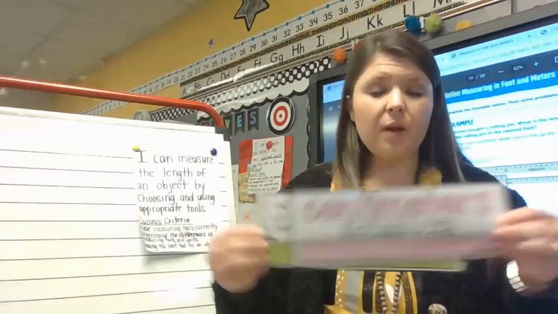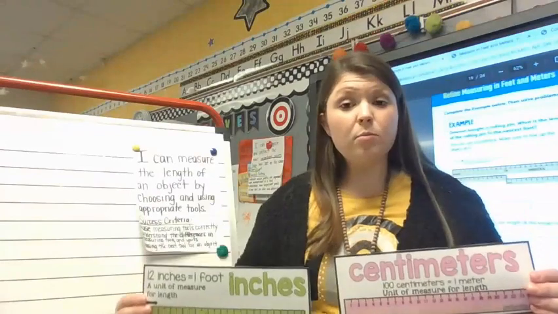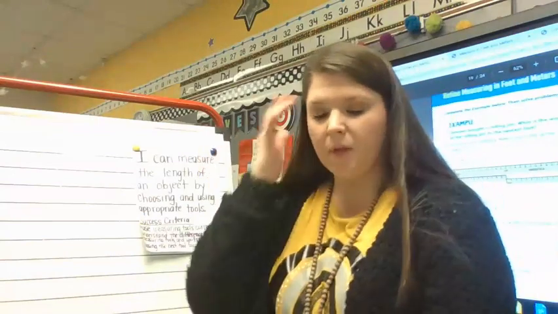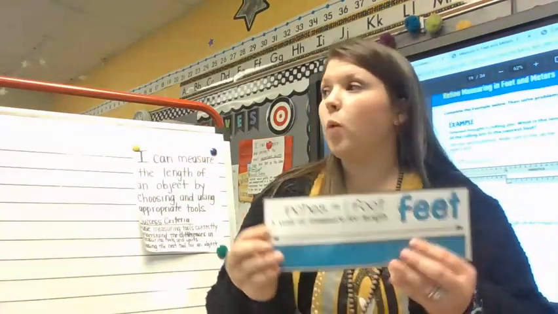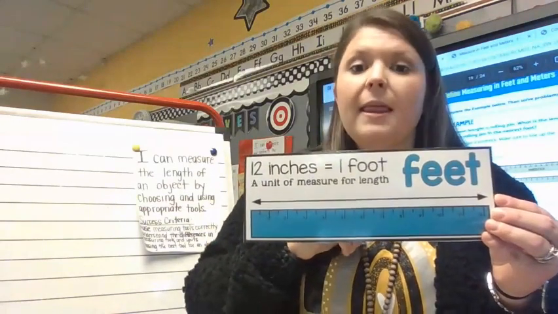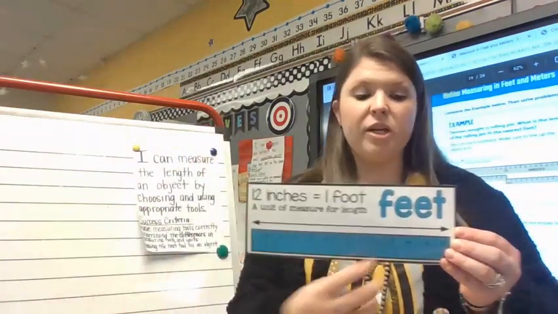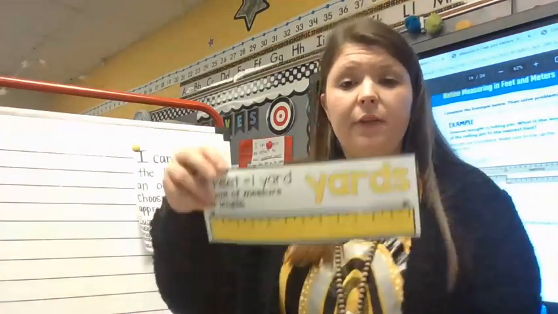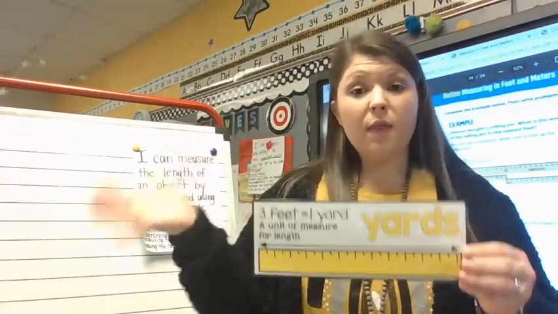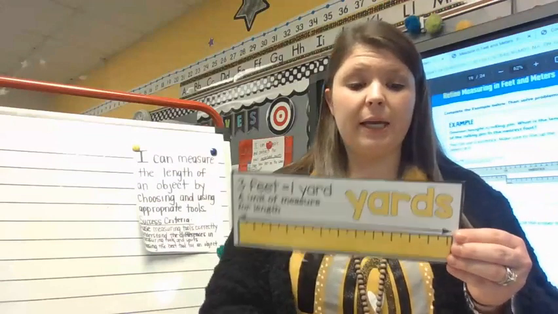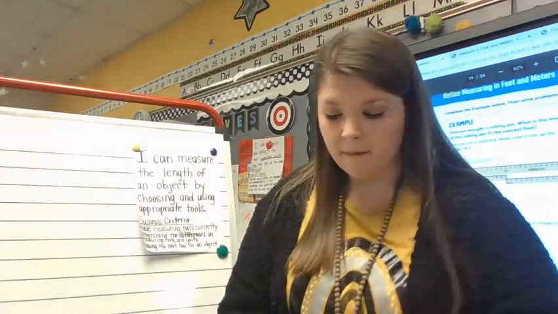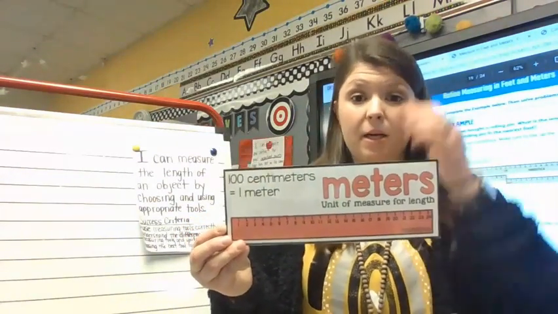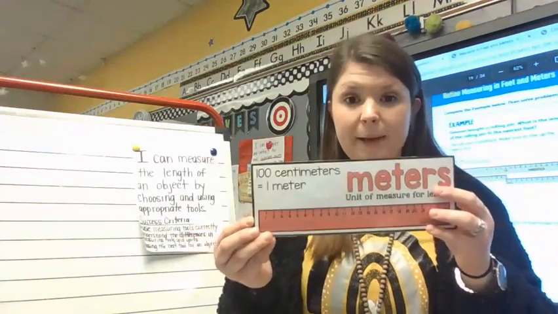Now, these two measurements, inches and centimeters, are the smallest part of some other units of measurement. So 1 foot is about 12 inches, which is the length of a ruler. Then when we have more than 1 foot, we change that to a plural, feet, okay? When we have 3 feet, that makes a yard. So think about a football field. A football field is measured in yards, okay? Also, centimeters make up meters. So 100 centimeters makes up a meter.